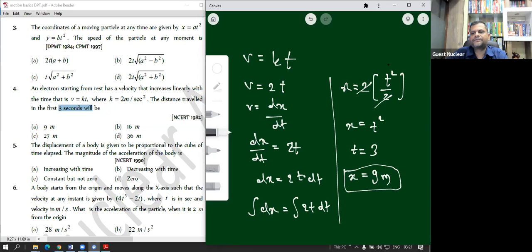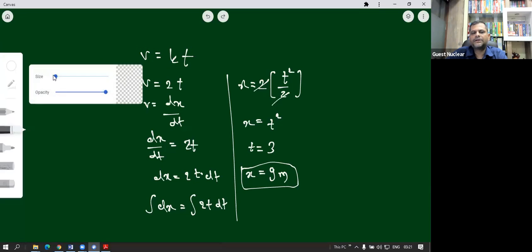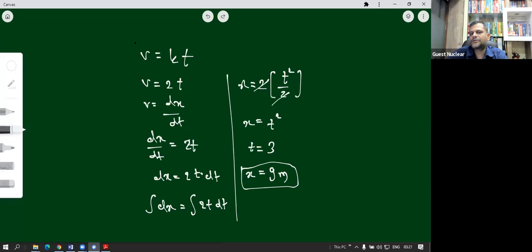There is another method. See here, since the velocity varies linearly, इसका मतलब क्या हुआ यहाँ पे कि this velocity can be compared with the formula for the first kinematic equation. If we compare this with v is equal to u plus at, then we get this u and a here. तो इस इक्वेशन को अगर हम v equal to u plus at के साथ कंपेयर करेंगे तो we can write this as v is equal to 0 plus kt, करेक्ट है? जिससे हमको मिलता है u equal to 0, and at the same time a is going to be k.